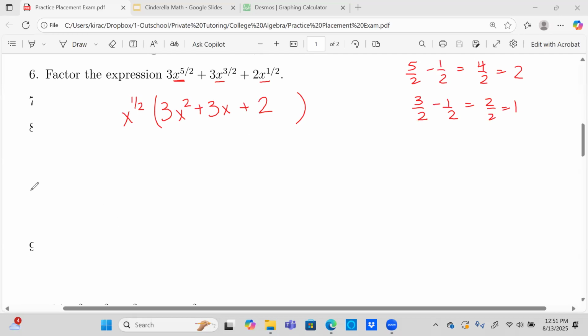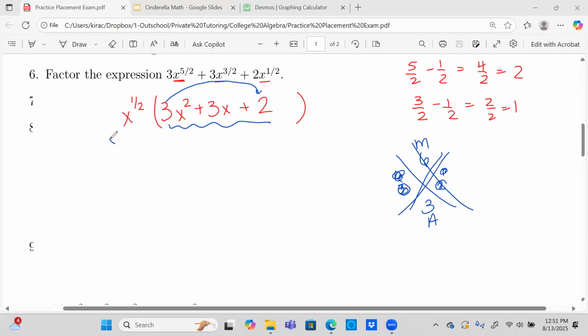All right, let's see if it factors further. So looking at this trinomial, I'd make my magic x. That would be 6 and 3. What multiplies here adds here. Well, 6 times 1, no, that doesn't add right. 3 times 2, no, that doesn't add right. I don't think that factors. Answer. I think that's the best you can do, is just pull out that x to the half.